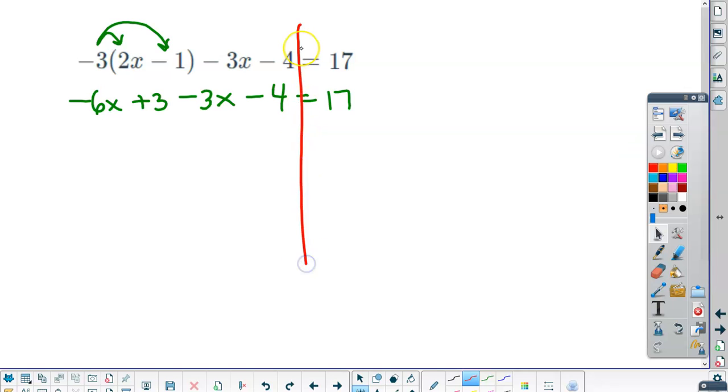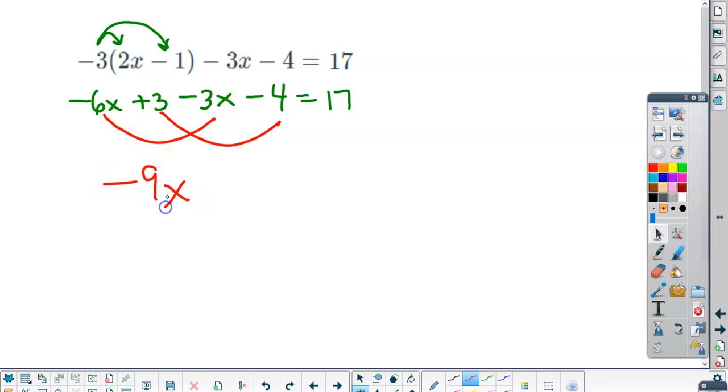Now the left-hand side of this equation has 1, 2, 3, 4 terms. And you need to combine as many terms as possible. So like terms or variable terms can be combined, and constant terms can be combined. -6x minus 3x is -9x. +3 and -4 is -1.